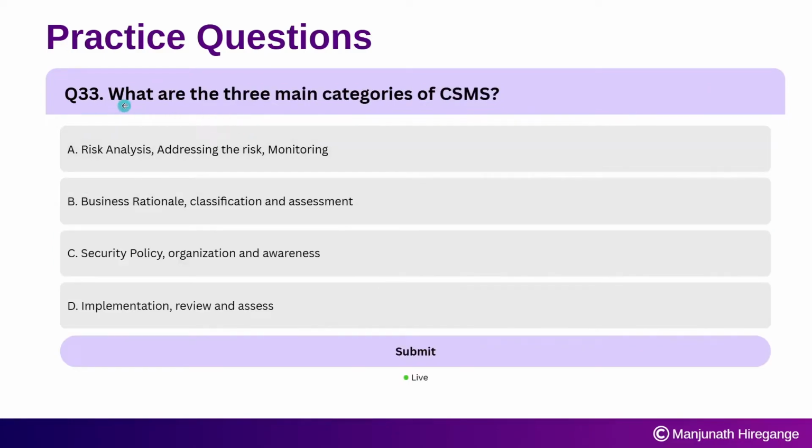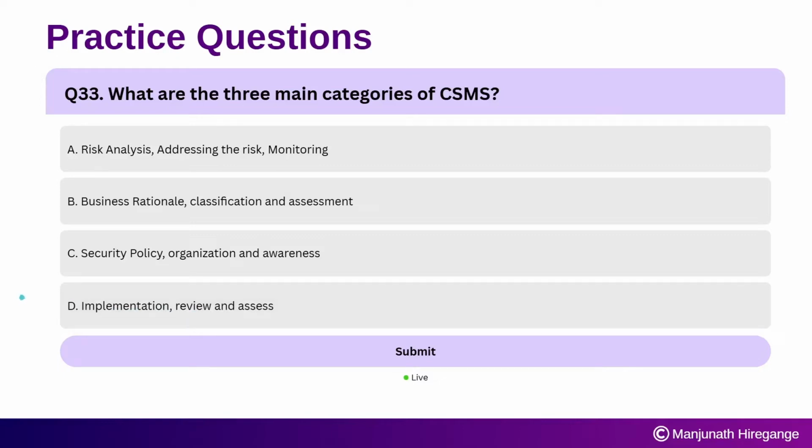Question number 33. What are the three main categories of CSMS? CSMS means Cyber Security Management System as per the 62443 standard. Option A, risk analysis, addressing the risk, and monitoring. Second option, business rationale, classification and assessment. Third option is security policy, organization, and awareness. Option D is implementation, review, and assess.